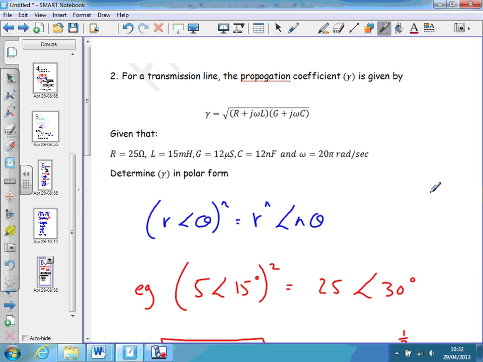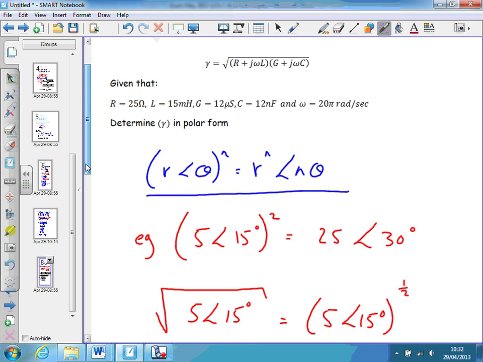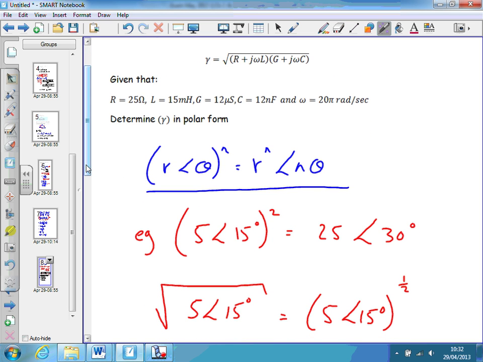So for question number 2 on complex numbers, we have to introduce this thing called de Moivre's theorem, which allows you to find the square root of a complex number, which is what's required in this question. Here is de Moivre's theorem underneath, which is on the equation sheet, so you don't need to remember it.